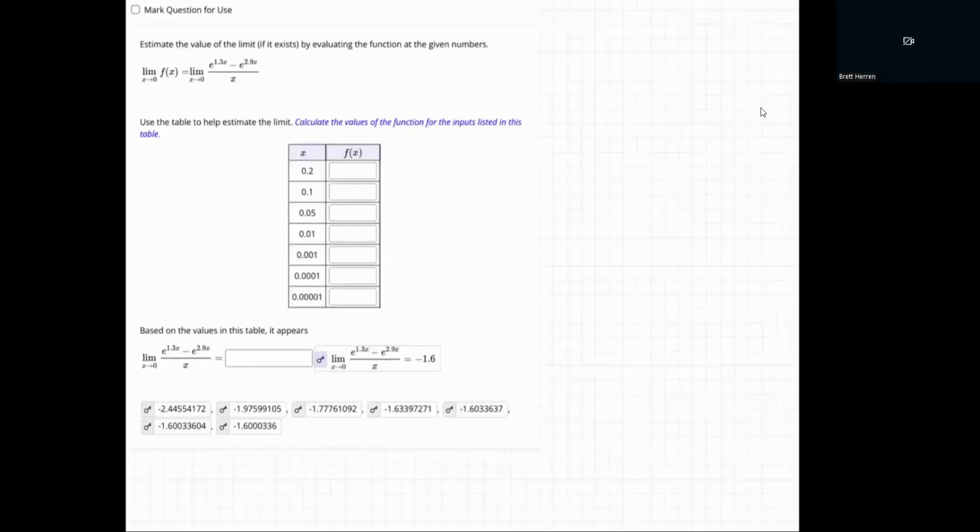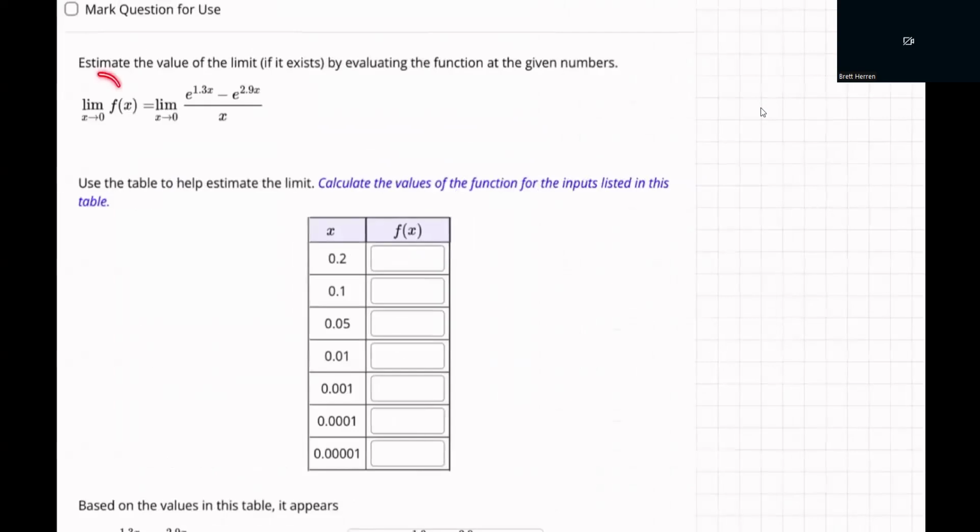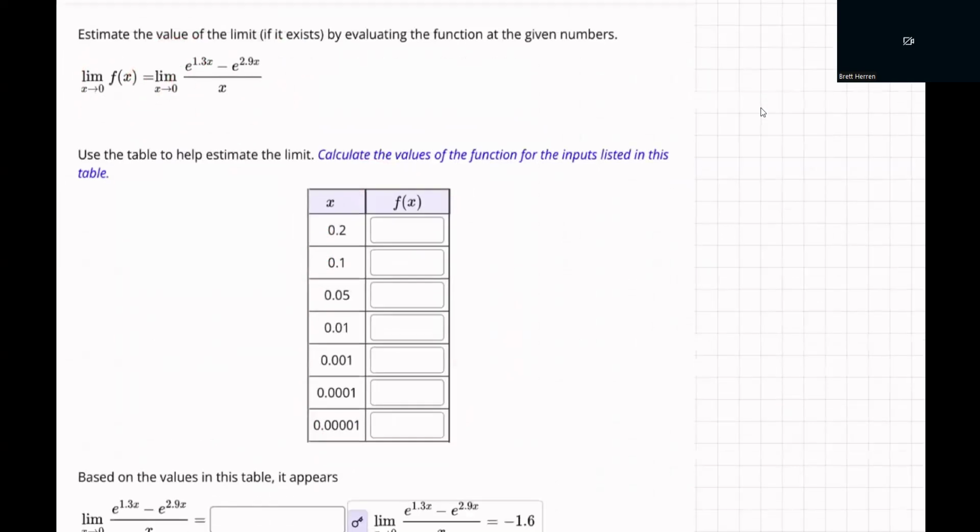Okay, on this example, they've got a function for us. They're saying the limit as x goes to 0 of this function. They give us a table, and notice how the x values get really, really close to 0, right? 0.00001, that's almost 0, basically. That's what this says: the limit as x gets very close to 0 plugged into that function.